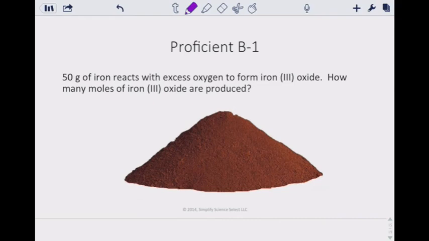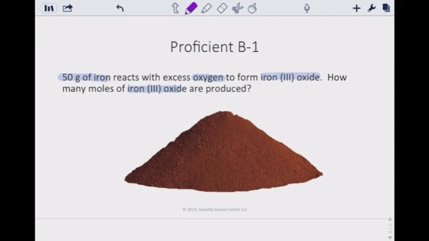So let's jump into this problem right here. It says that 50 grams of iron reacts with excess oxygen to form iron 3 oxide. So how many moles of iron 3 oxide are produced? So remember, in stoichiometry, what sets this apart from everything else is we're dealing with a chemical reaction. So guess what we have to write? We have to write a balanced chemical equation. Everything must start with a balanced chemical equation.